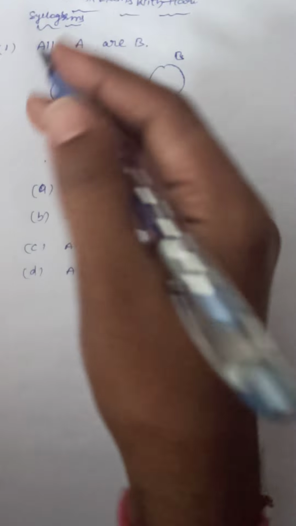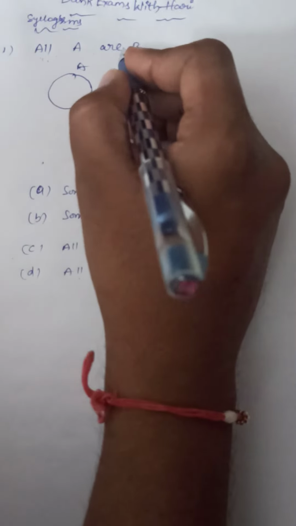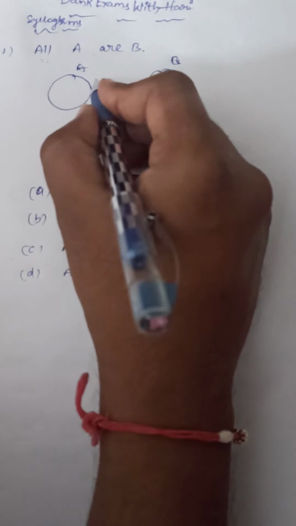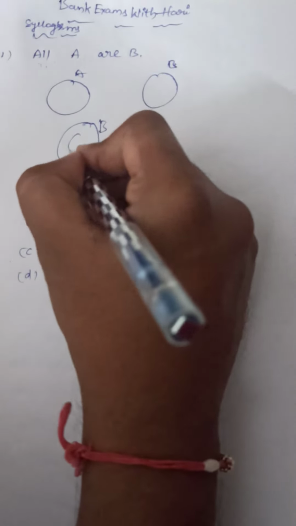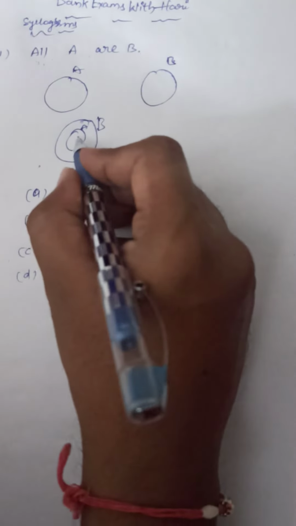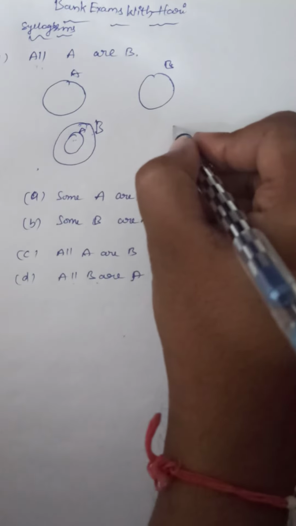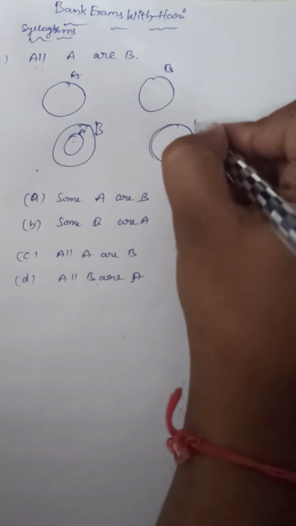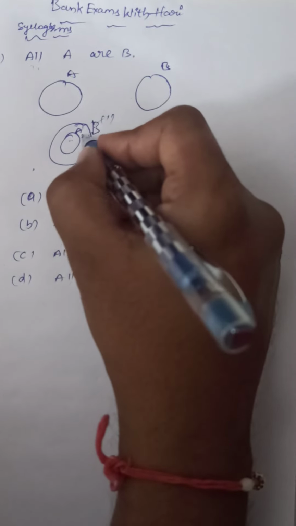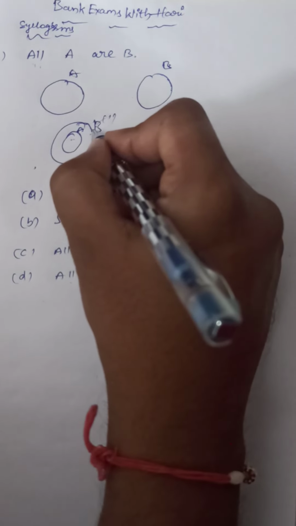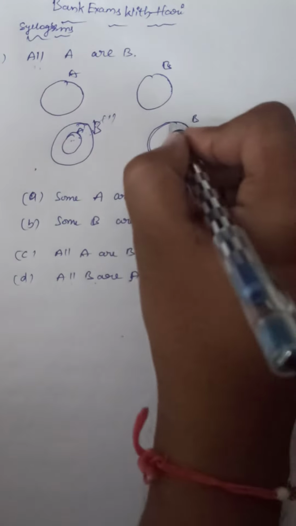For this statement there can be multiple possibilities. For example, all A are B. So we can say this is B, this is A. All A are B, so B contains A. This is one possibility. Another possibility is that A is equal to B, we can say.